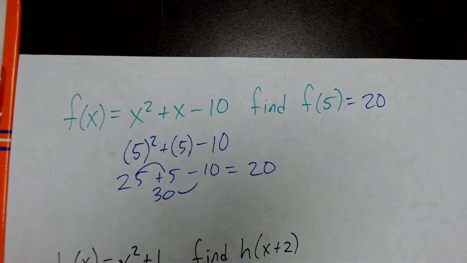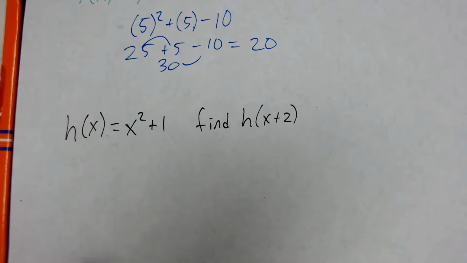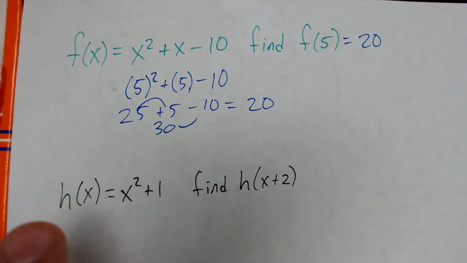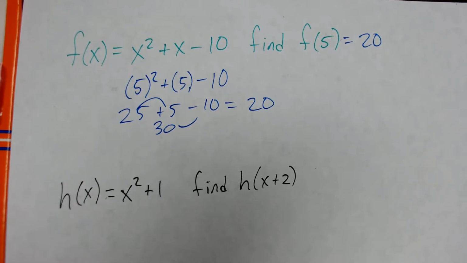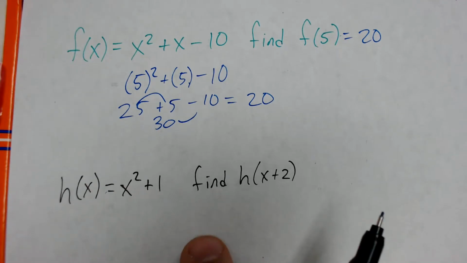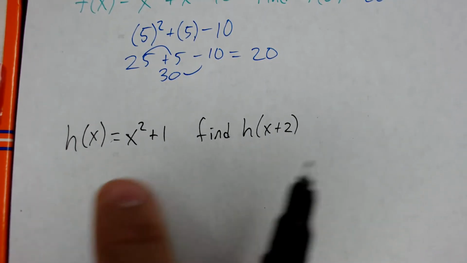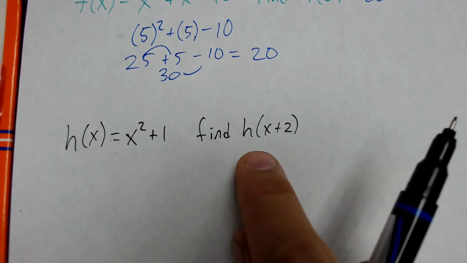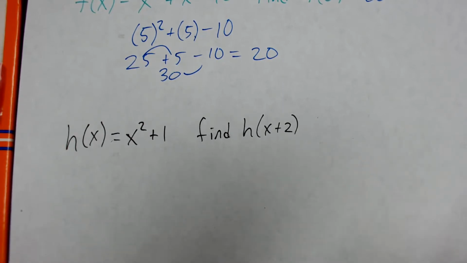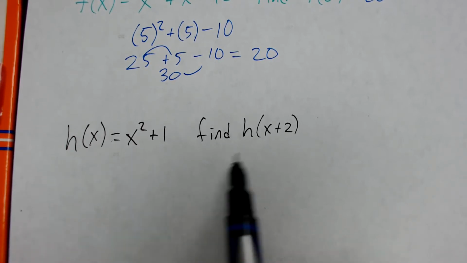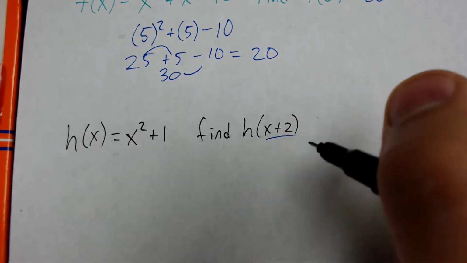Now the other way that you see this problem is like this. Oh, and then functions don't always have to be using the letter f. They could use the letter h, the letter g, pretty much any letter they want. So let's look at this one. This one says the function h of x equals x squared plus 1, and we need to find the function of h of x plus 2. Now this looks a little scary, but like I said, the rules don't change. So instead of writing x in the equation, everywhere I find x, I'm going to instead write x plus 2.